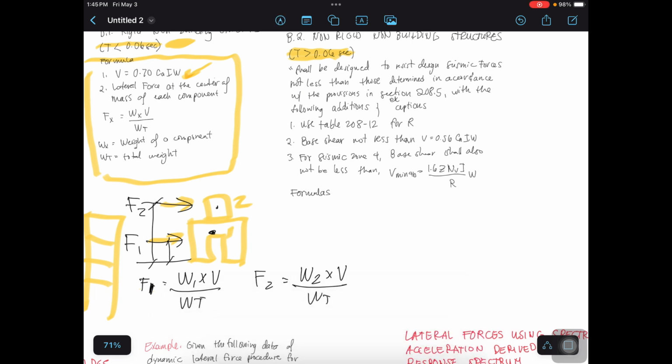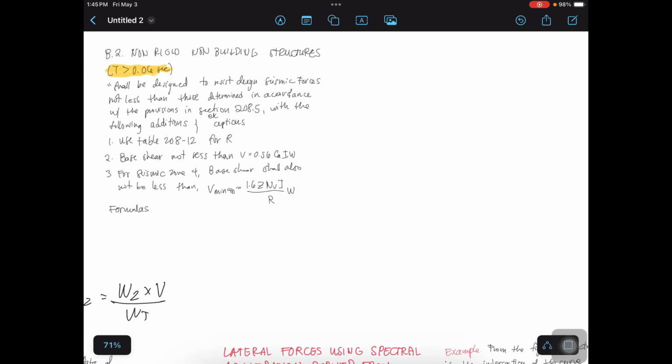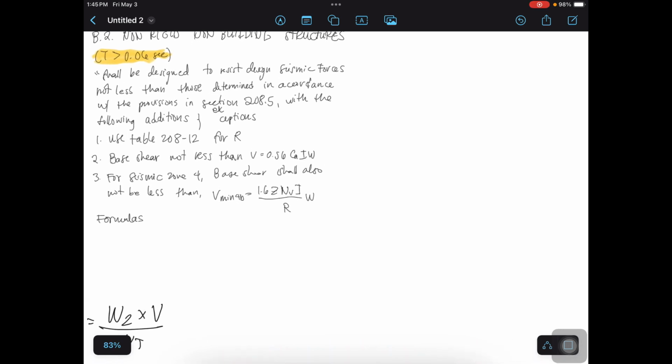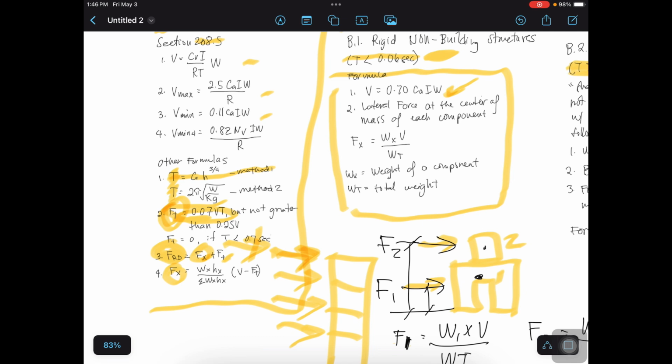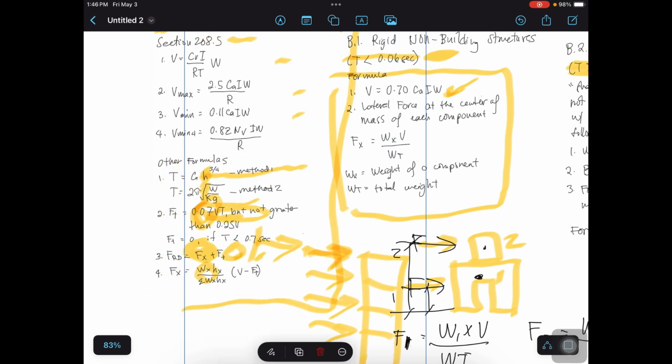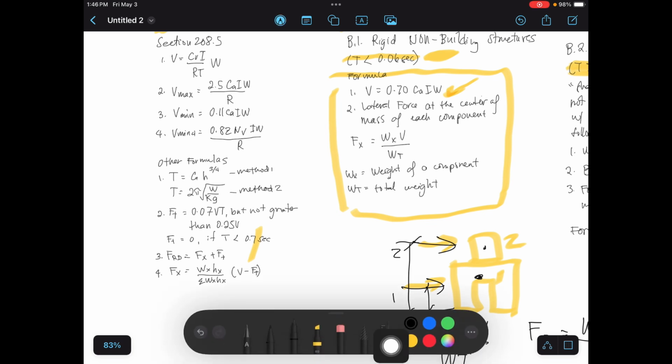Then next, kapag non-rigid ang building, so, ito yung kailangan i-follow. Ang sabi, shall be designed to resist design seismic forces not less than those determined in accordance with Provision 208.5. Yung Provisions 208.5 are this one. So, applicable pa itong. So, let's copy this.